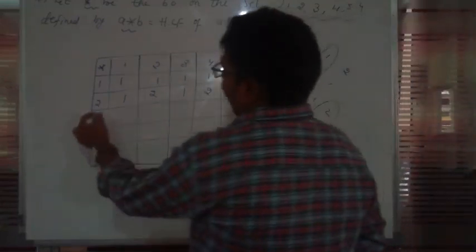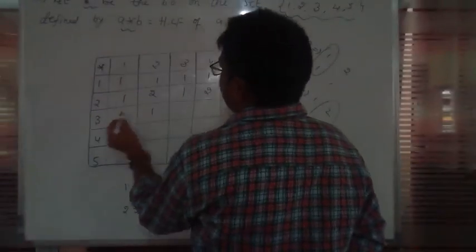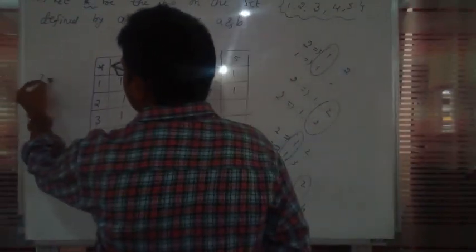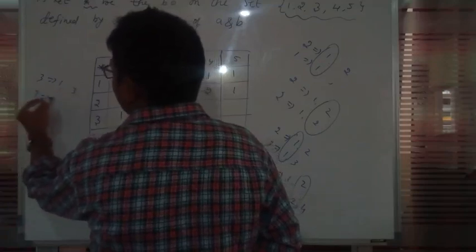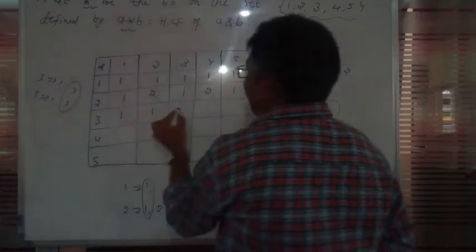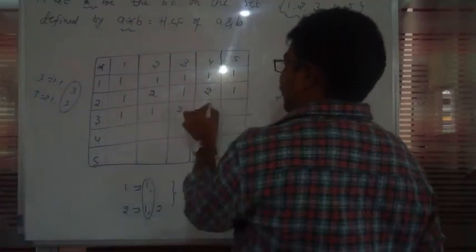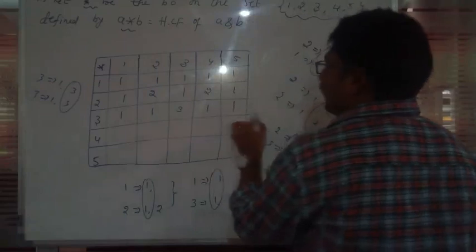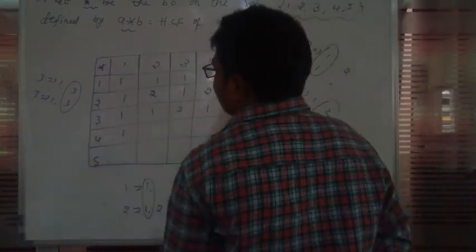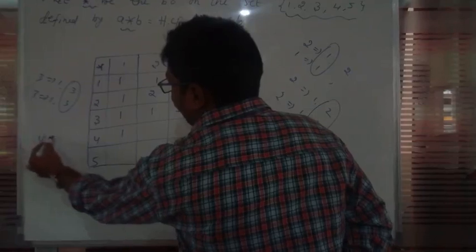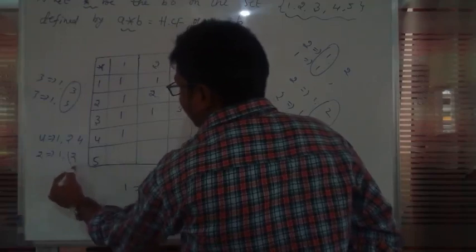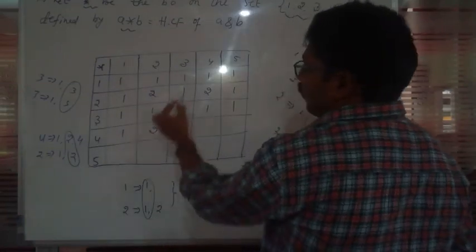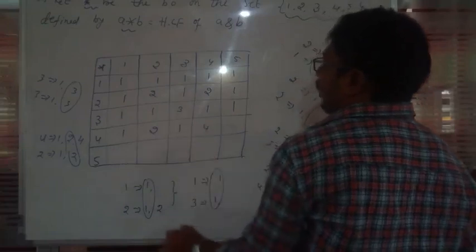HCF of 3 and 1 is 1, 3 and 2 is 1. And 3 and 3: 3 is divisible by 1 and 3, so the common factor is 3. For 3 and 4 there is only one common factor, 1. 3 and 5 is only 1, and 4 and 1 is 1. Next 4 and 2: 4 is divisible by 1, 2, 4, and 2 is divisible by 1 and 2, so 2 is common, and we write 2.